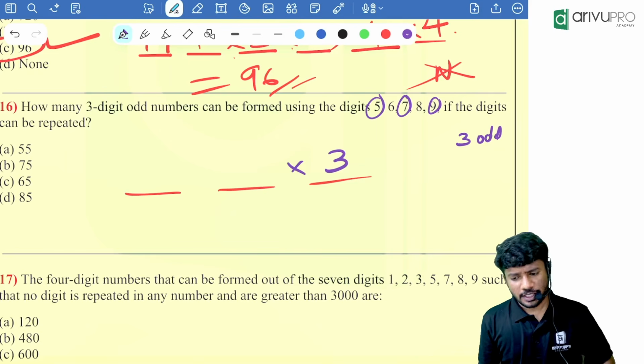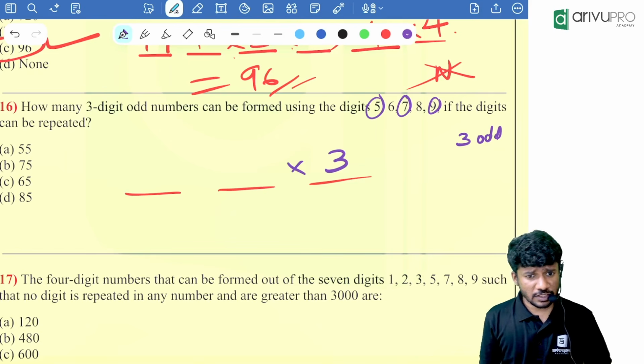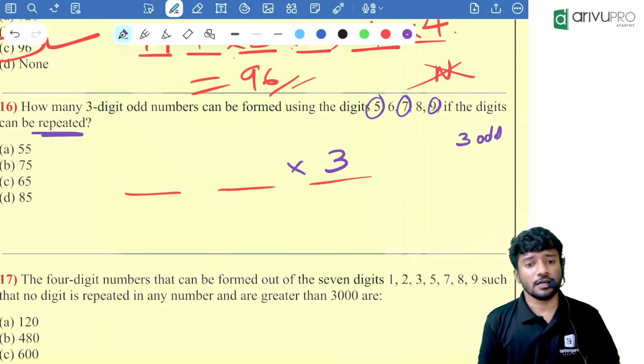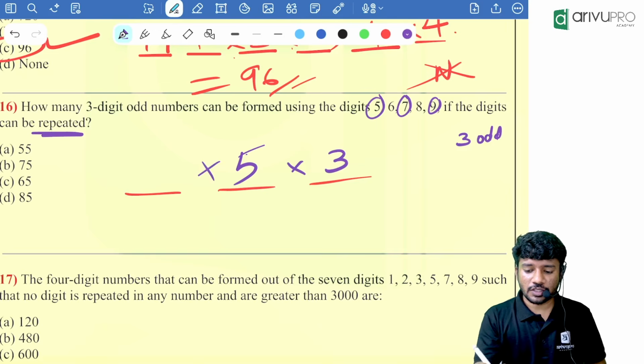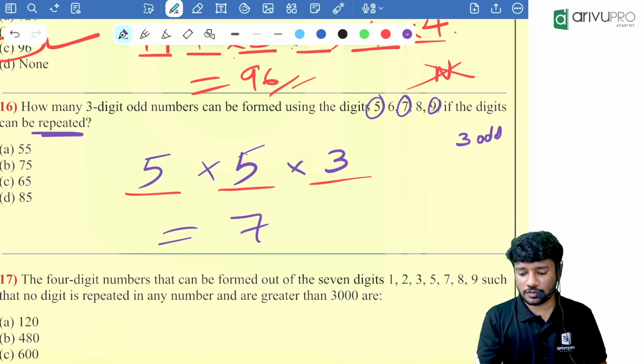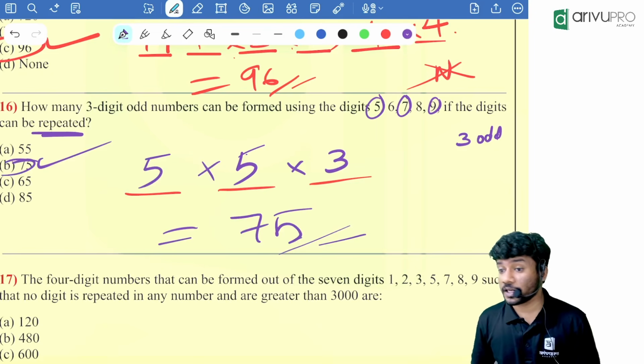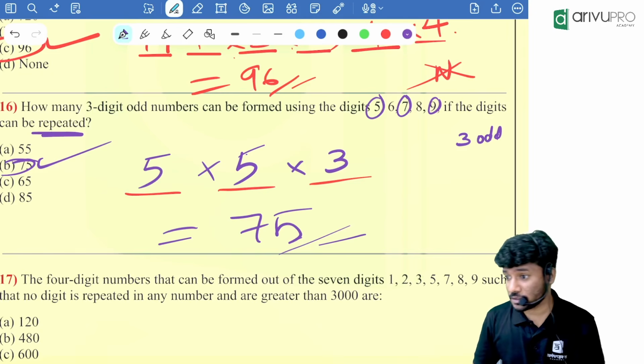Now, if one person already sat, can he sit in the next place? Yes, he can over here, because it can be repeated. So any of the 5 can sit here, any of the 5 can sit here. Answer is what? We already did it. I hope you are able to connect it again and get the answer.